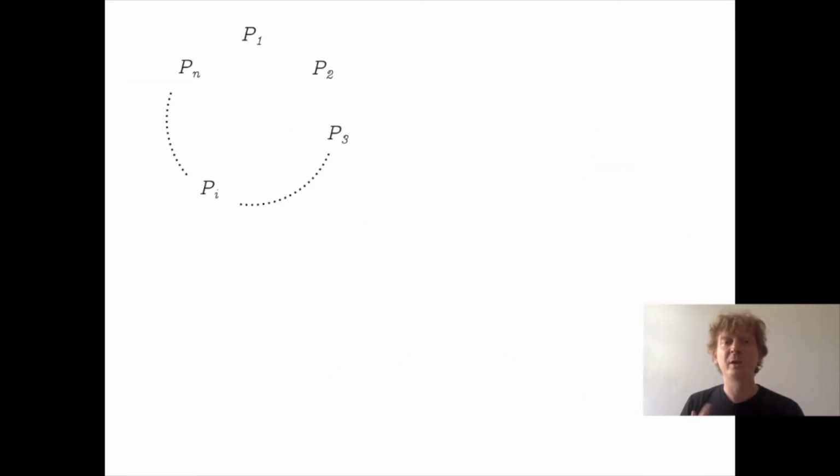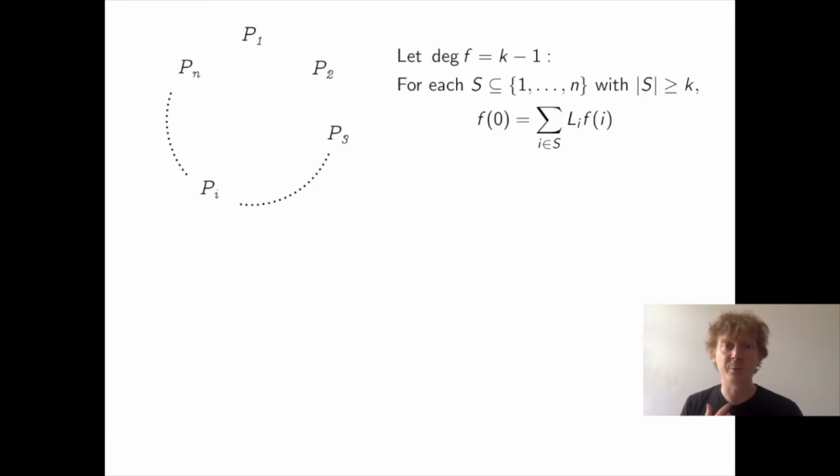More generally, assume we have n parties, called players, and each of them is in possession of exactly one evaluation of a polynomial f of degree k-1 at their relative position. So player 1 holds f evaluated at 1, player 2 at 2, and so on. Then any subset of these n players that has at least k players is able to reconstruct f evaluated at 0 using the Lagrange basis polynomials, if f has degree k-1.